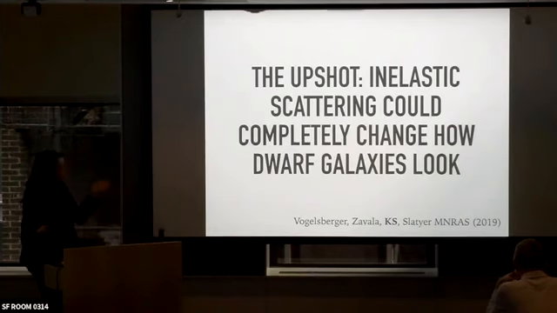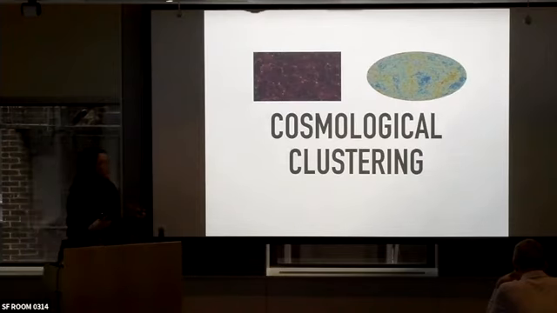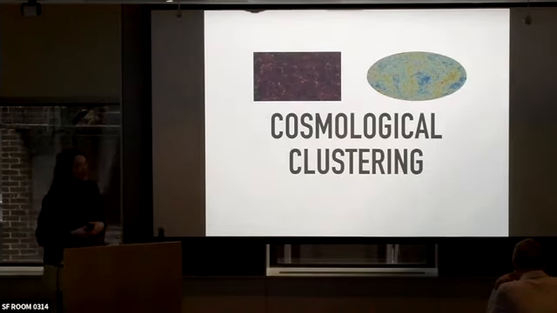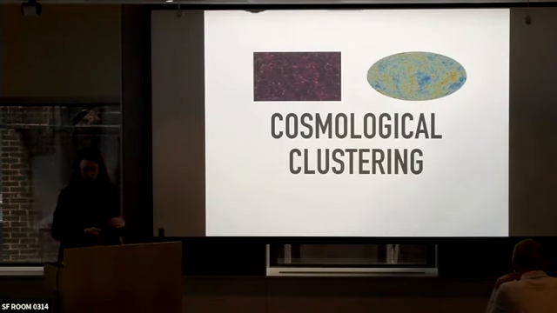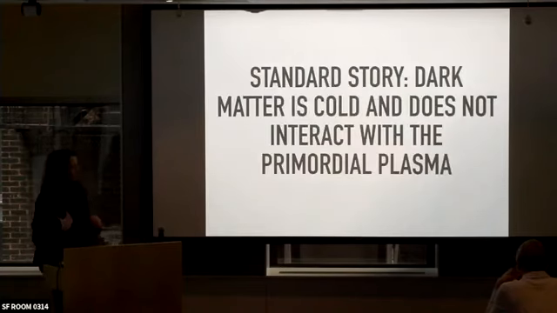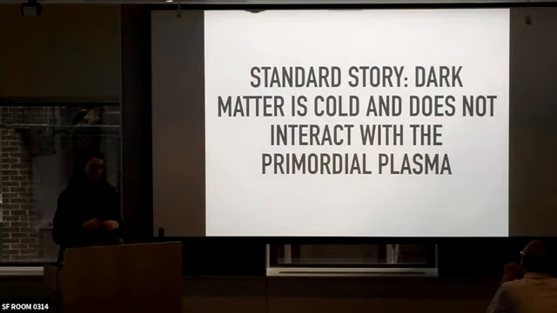I want to now move much further away from home and talk about clustering on cosmological scales and what it can tell us about dark matter. So here, the standard story is that dark matter is cold and does not interact very much with the primordial plasma.